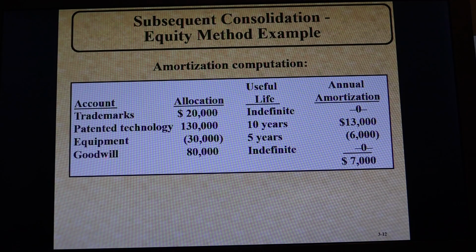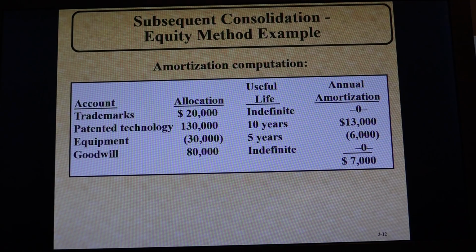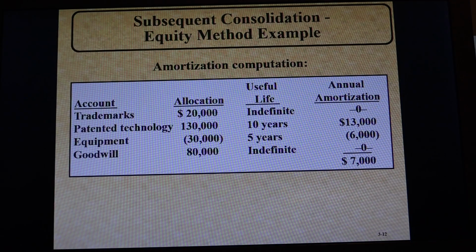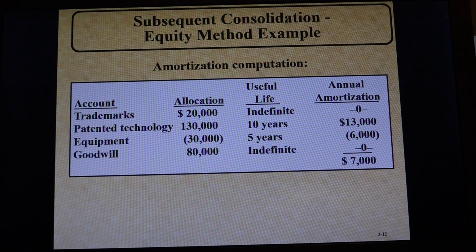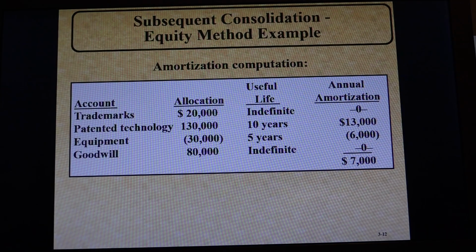While we're at it, goodwill, $80,000, also indefinite. And again, you're going to have a separate assessment from trademarks about whether or not goodwill is impaired. And if so, there's going to be a loss. We'll talk about that at the end of this chapter.